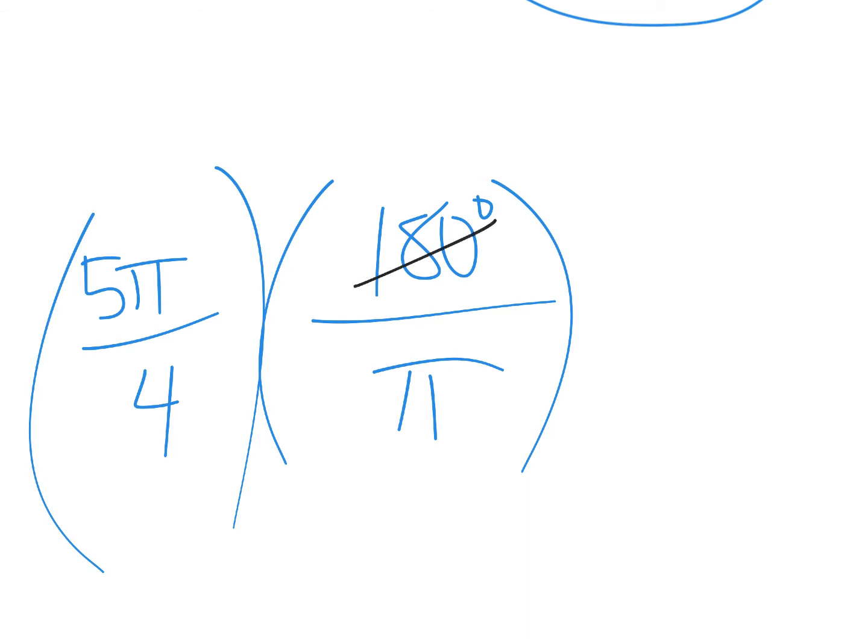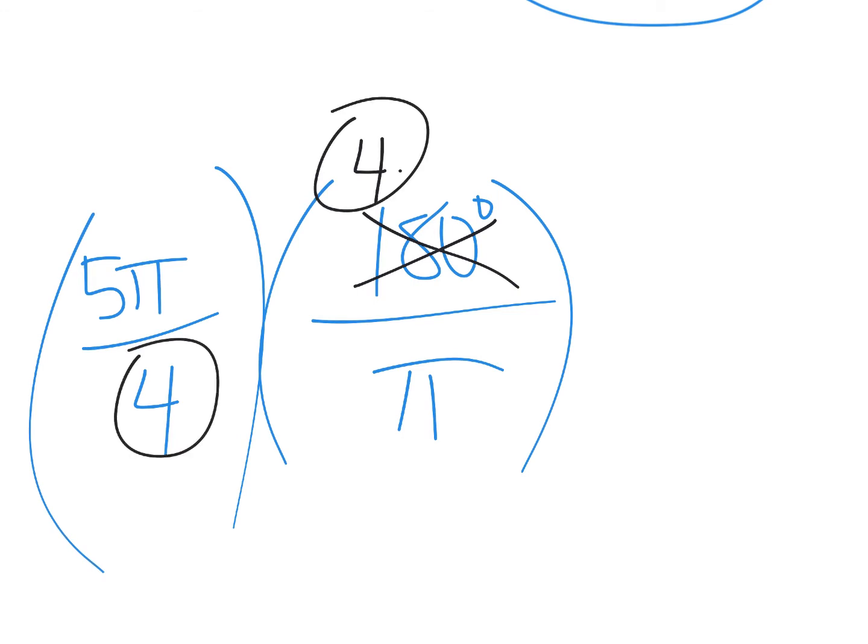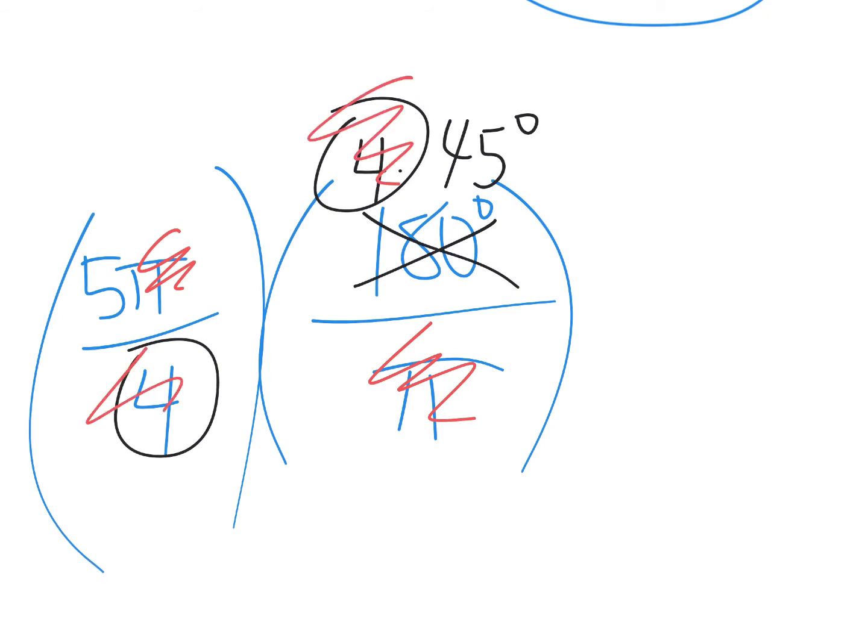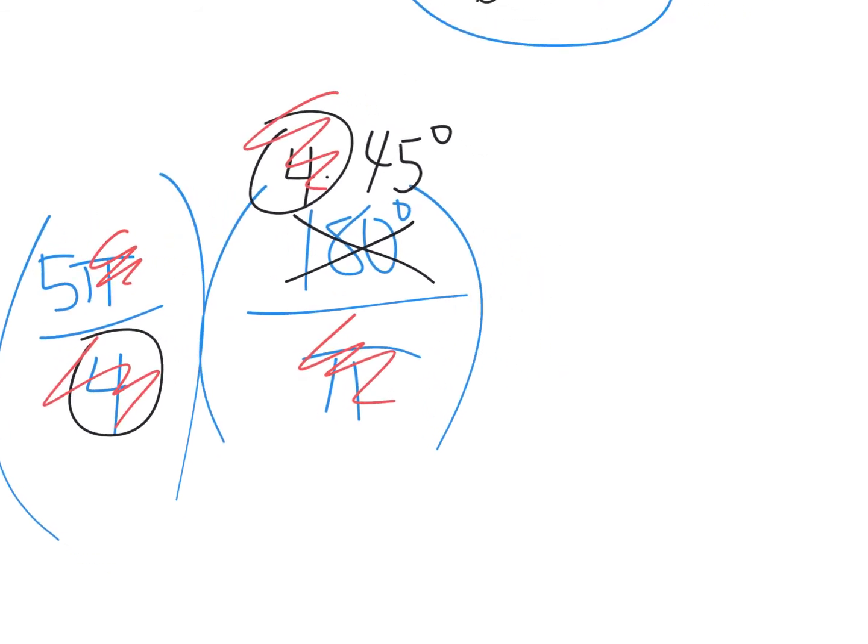So I'd break this up, this 180, into 4 times something else. Because why do I want the 4? Because these will cancel then. 4 times what makes 180? Help me out. Yes. 45. That'll help you to make this cancel easier and nicer. This pi, gone. This 4, gone. So it's just really 5 times 45 degrees.